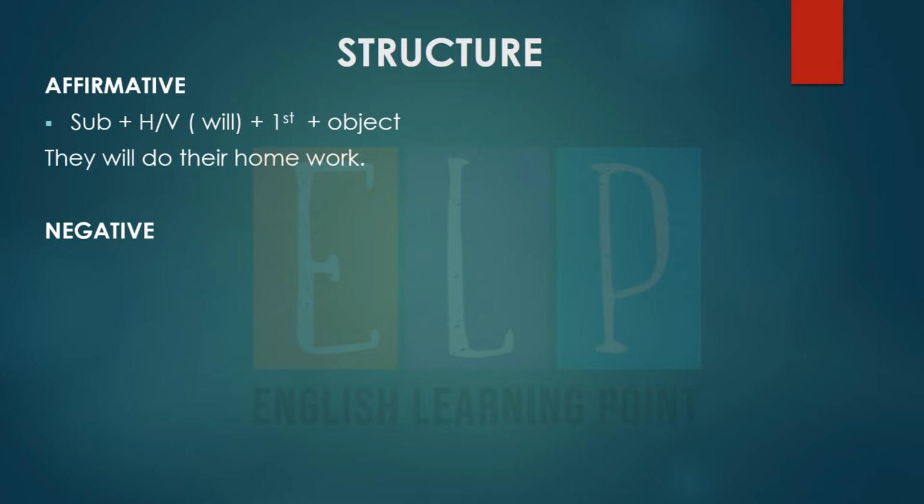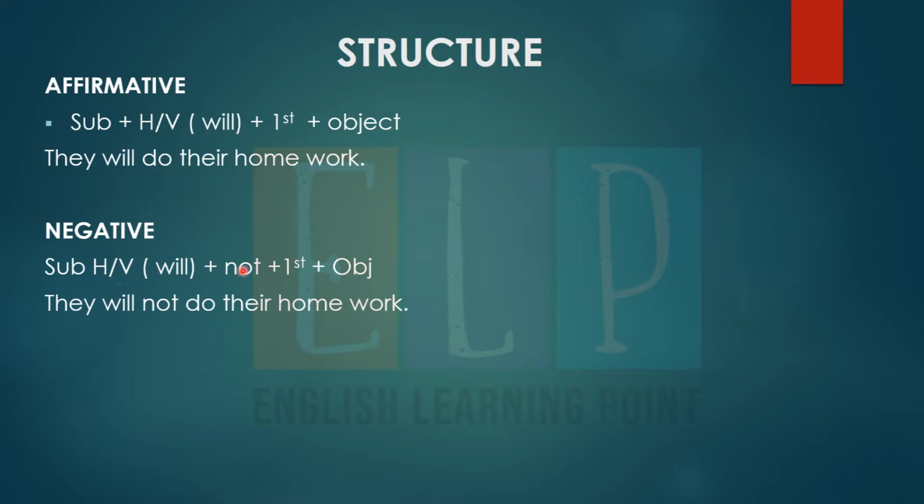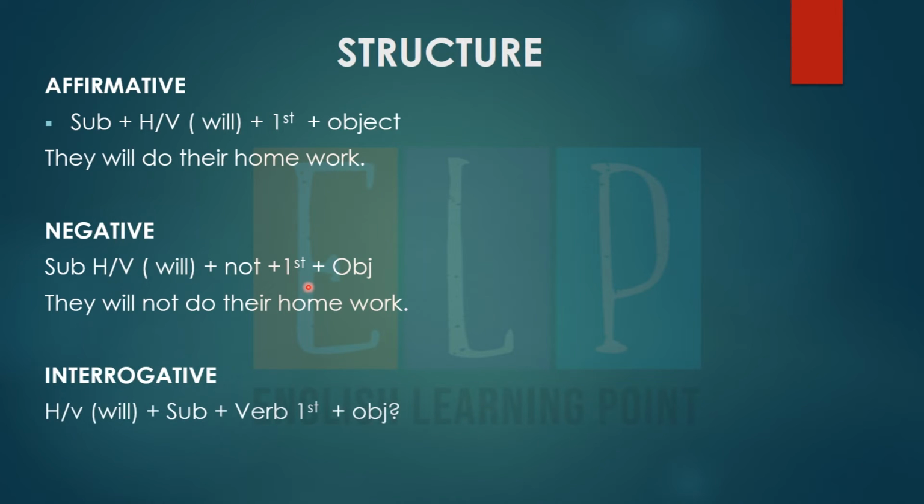Then while making negative, what we need to do is we just need to use not after will. They will not do their homework. While making an interrogative sentence, we will be using the helping verb at the start of the sentence, then subject, then first form of the verb, and then object, right? Like, will they do their homework? So this is the structure of this tense.